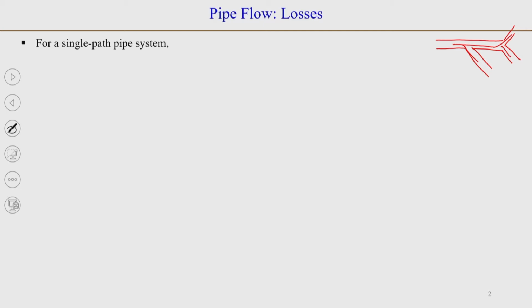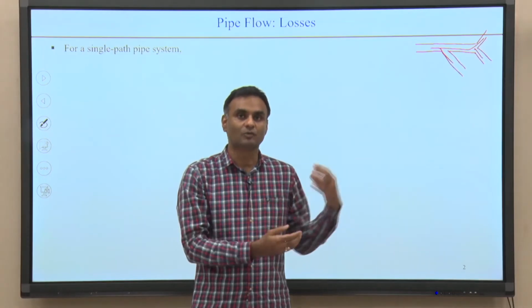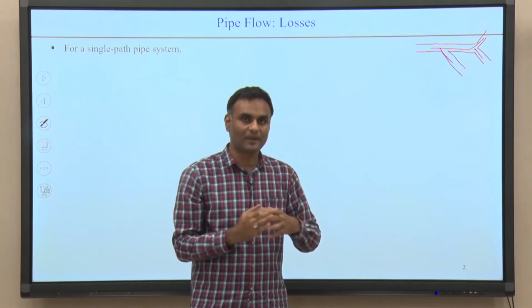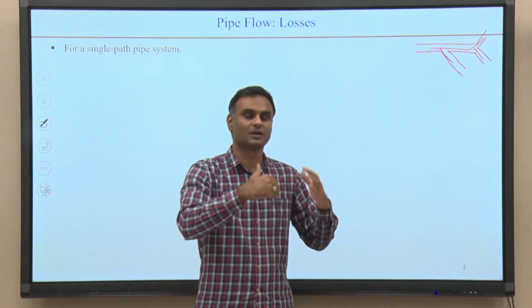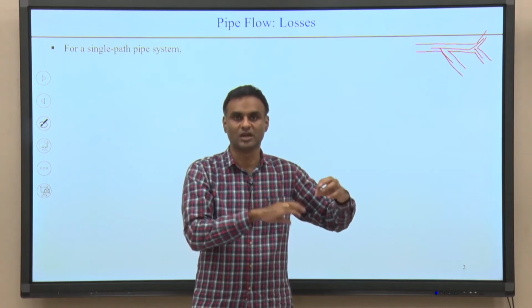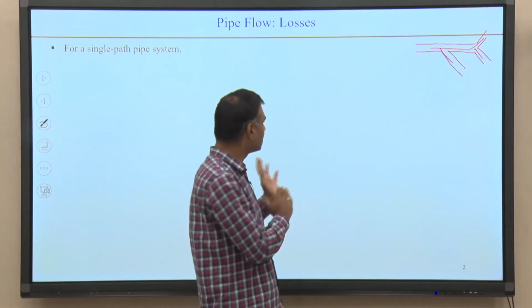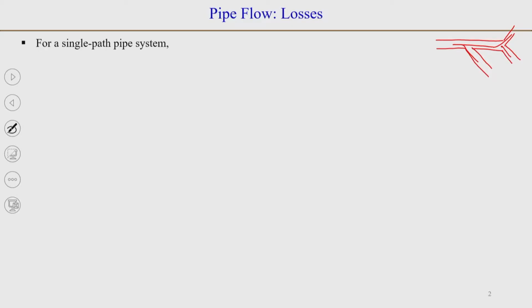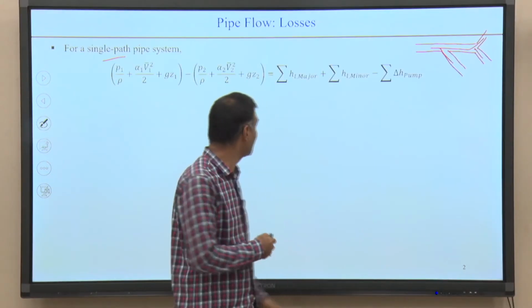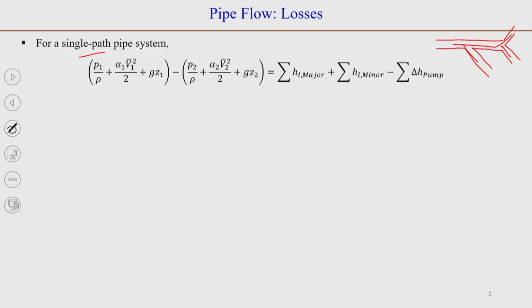So, you can have multiple paths, and solving such a problem becomes even more difficult, because we need to solve how much flow will be going into the different paths. So, we will have more variables in terms of flow rates, Q1, Q2, Q3 in different daughter branches. What we are talking about here is a single path pipe system, with no bifurcation, etc. Then we can use this equation, where the total mechanical energy at point 1.